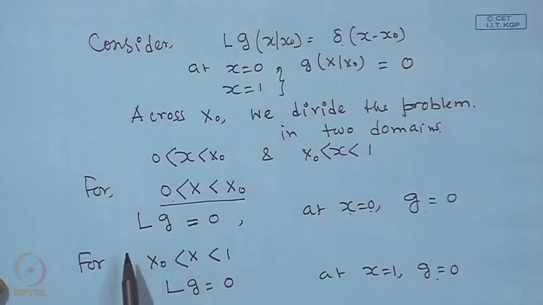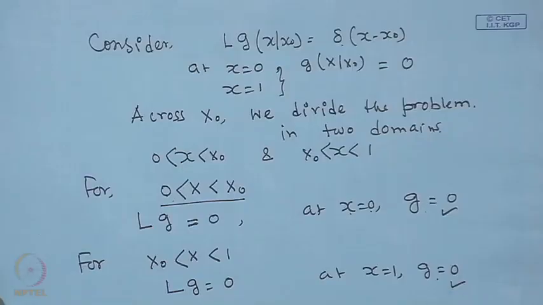Since L is an operator of order 2, we need to specify 2 boundary conditions on L g is equal to 0 in order to solve this equation completely. On the other hand, in the upper half plane, we also need 2 boundary conditions to solve this problem completely. So, since we have 2 equations and 4 unknowns, we need 4 boundary conditions, but we have only 2 boundary conditions. So, we need to search for 2 more boundary conditions and see what we get.